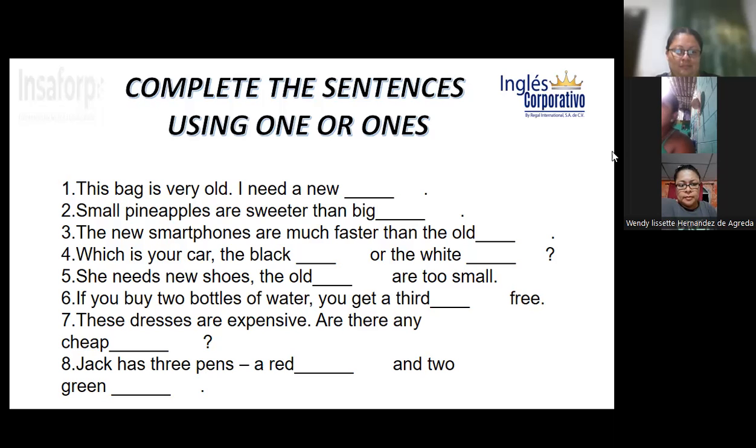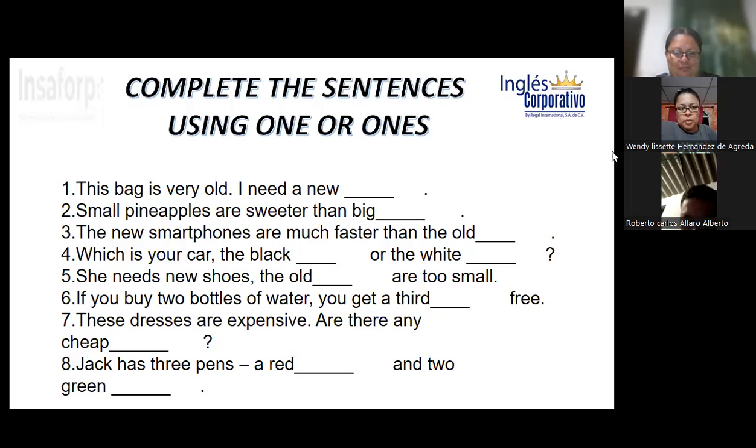If you buy two bottles of water, you get a third one free. Okay, that's cool. If you buy two bottles of water, you get the third one. Okay. Look at this one. Number seven. These dresses are expensive. Are there any cheap ones? Okay, are there any cheap ones? Because we're talking about plural. Are there plural? So in that case, we have to use cheap ones. Great job. And the last, but not least.